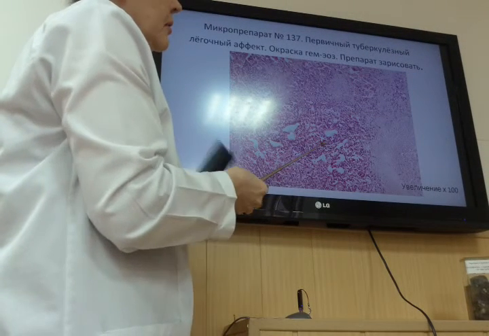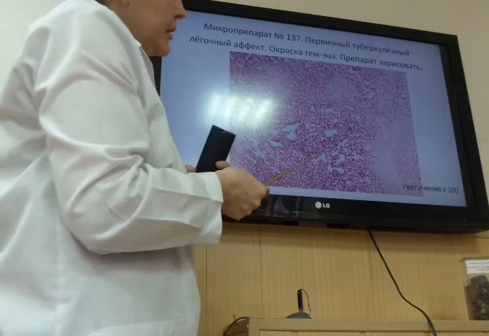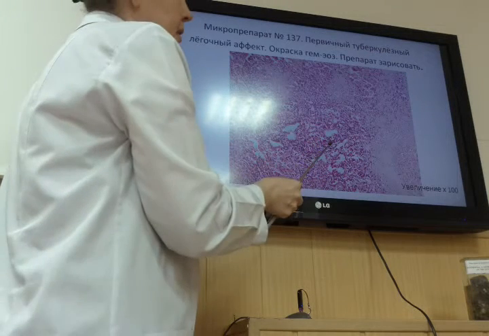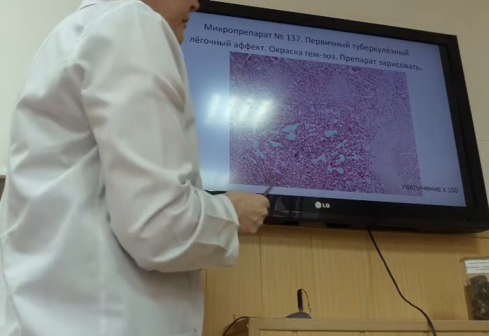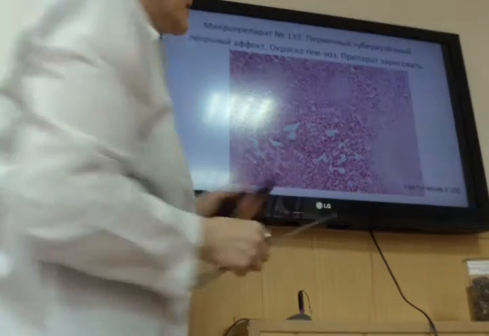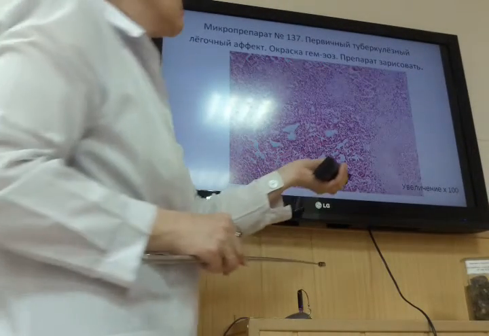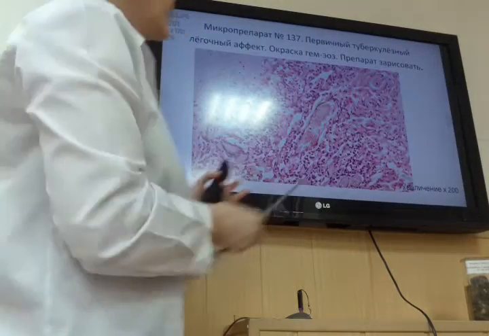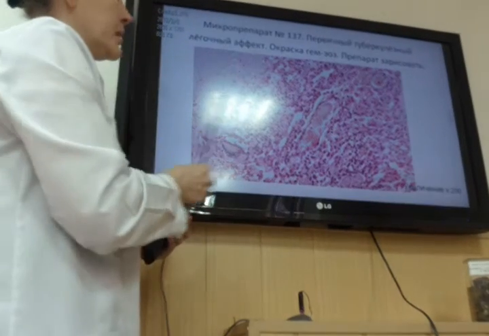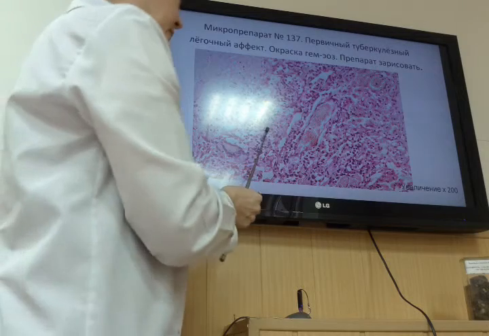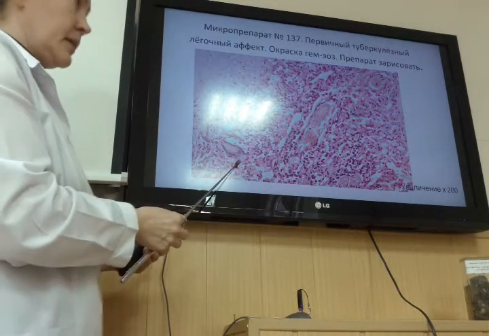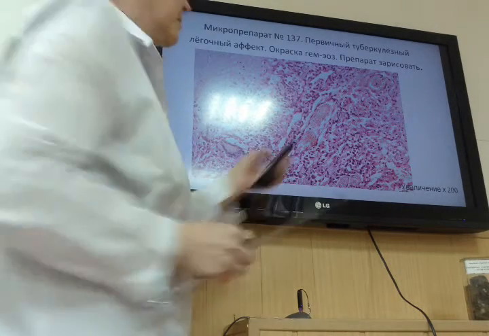They include macrophages, epithelioid cells, single multinucleated giant cells, and lymphocytes. Engorged blood vessels can be seen. At higher magnification: necrosis, epithelioid cells, macrophages, lymphocytes, Langhans type giant cells, and engorged blood vessels.